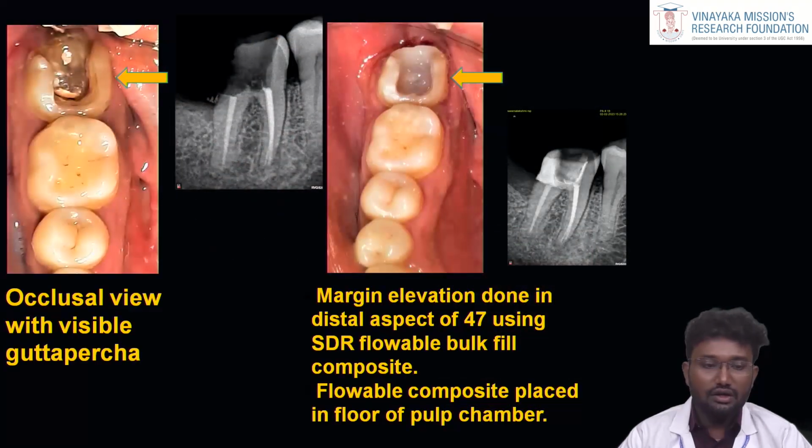Coming to 4-7, the distal surface of 4-7 was badly broken and there was no crown height. So I opted for deep margin elevation. Here the deep margin elevation was done using SDR bulk fill flowable composite. After placing a matrix band and a retainer, I placed SDR bulk fill flowable composite over the distal surface and built up a wall. The floor has been filled with the flowable composite. So that you can see in the radiograph, I have obtained a distal wall. You can see the radiopacity due to the SDR bulk fill.